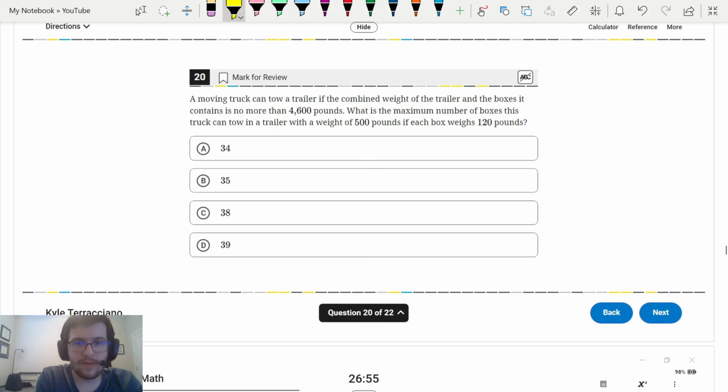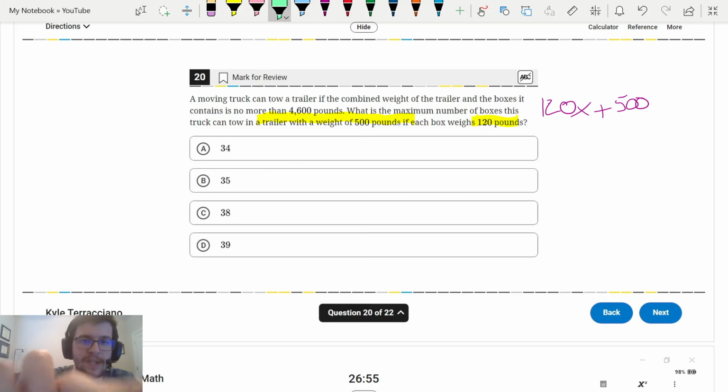Okay, so the trailer has a weight of 500. That's your starting weight. And then it has boxes that weigh 120 per pound. So we're going to do 120 per pound times the number of boxes. That'll tell us the weight of the boxes. Then we're going to do plus the starting weight of the trailer, which is 500 when it's empty. And then maximum number. So it can be no more than 4,600.